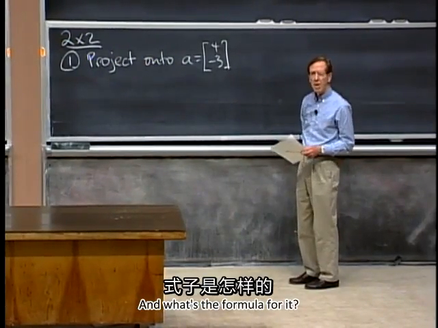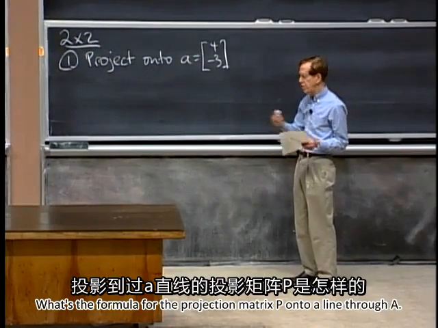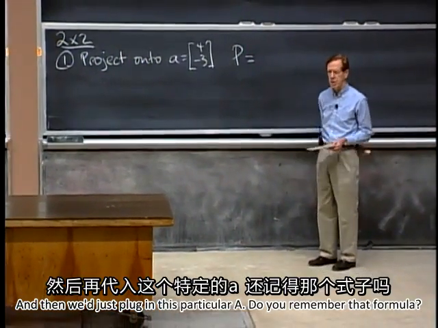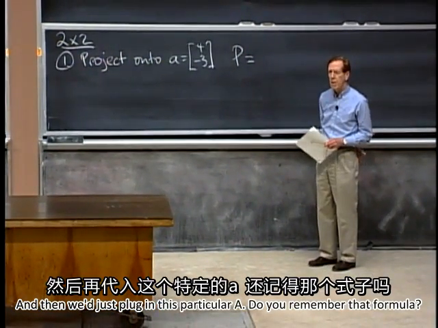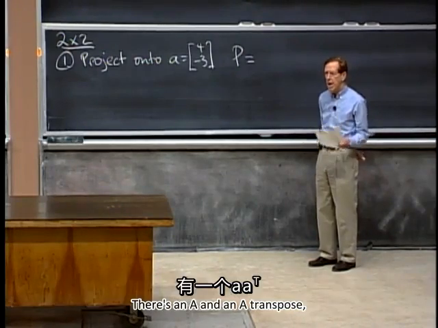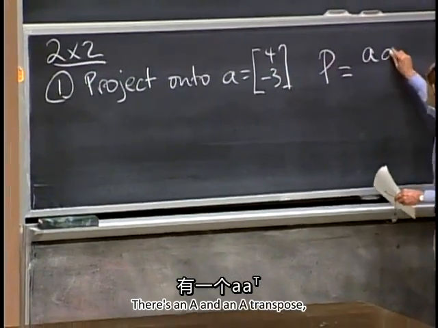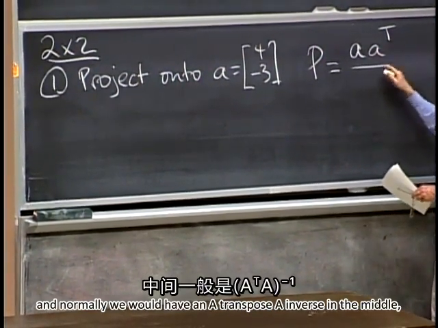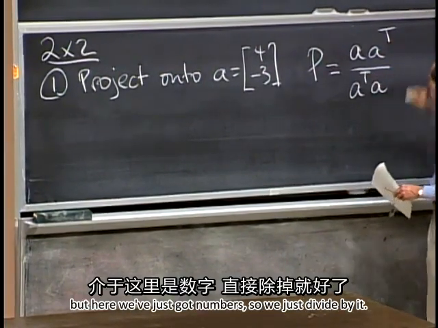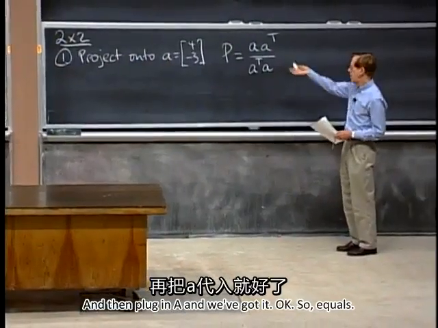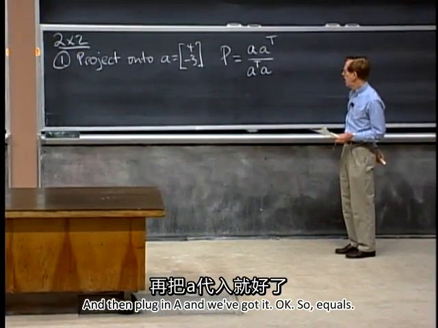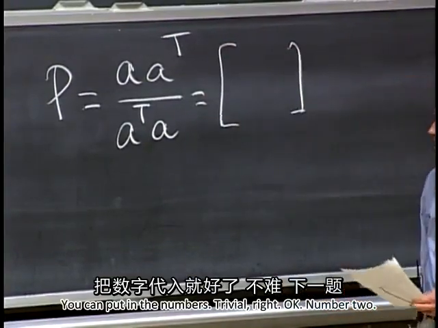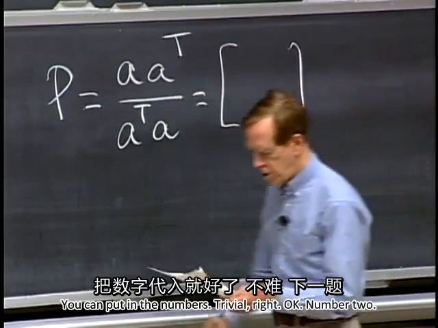What's the formula for the projection matrix P onto a line through a? And then we'll just plug in this particular a. You remember that formula? There's an a and an a transpose. Normally we would have an a transpose a inverse in the middle, but here we just have numbers, so we just divide by it and plug in a, and we've got it. So you can put in the numbers. Trivial, right?